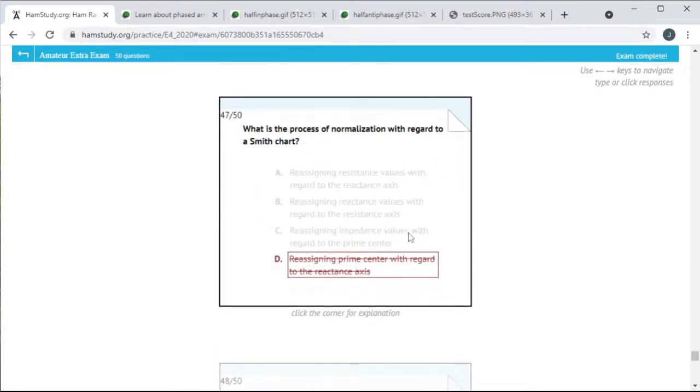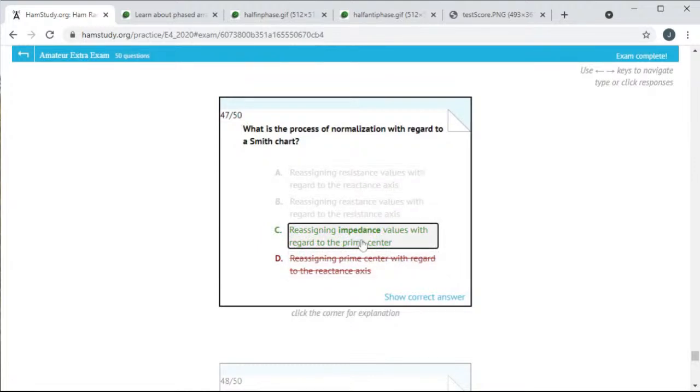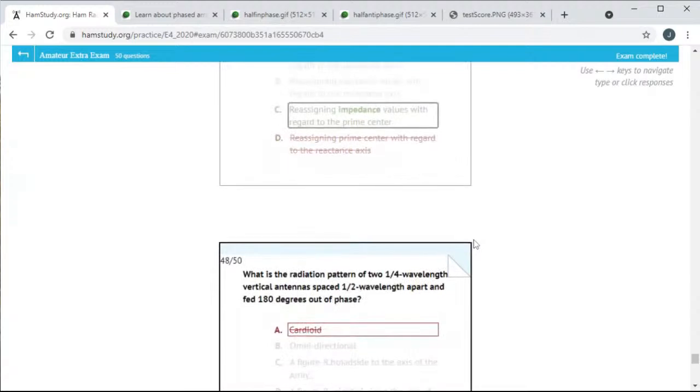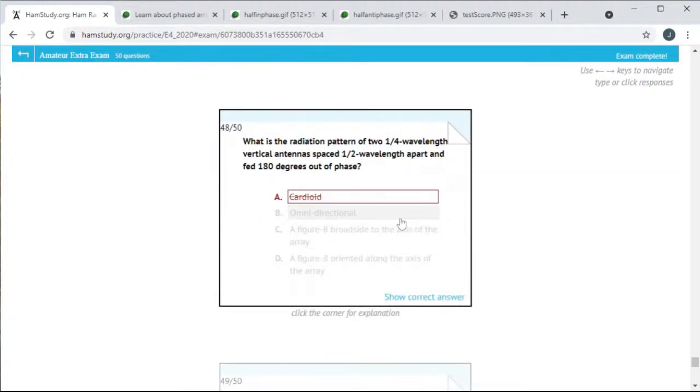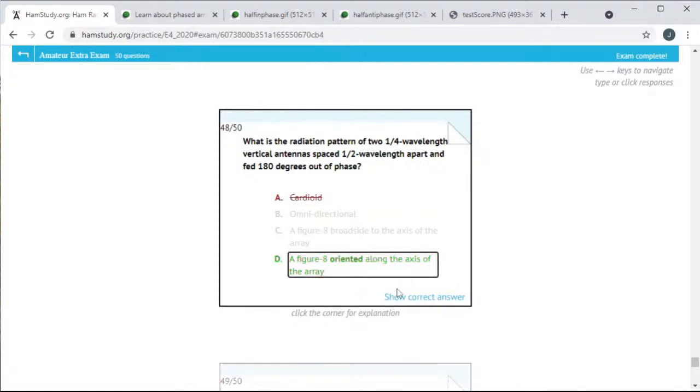Adaptive filter and normalization. Okay. And again, I knocked out the two that didn't make sense. And I knew it was something to do with the prime center, but it's resigning the impedance, not resigning the prime center. And this one was the one that Joseph said I was wrong on. So yes, it's figure eight oriented along the axis of the array.